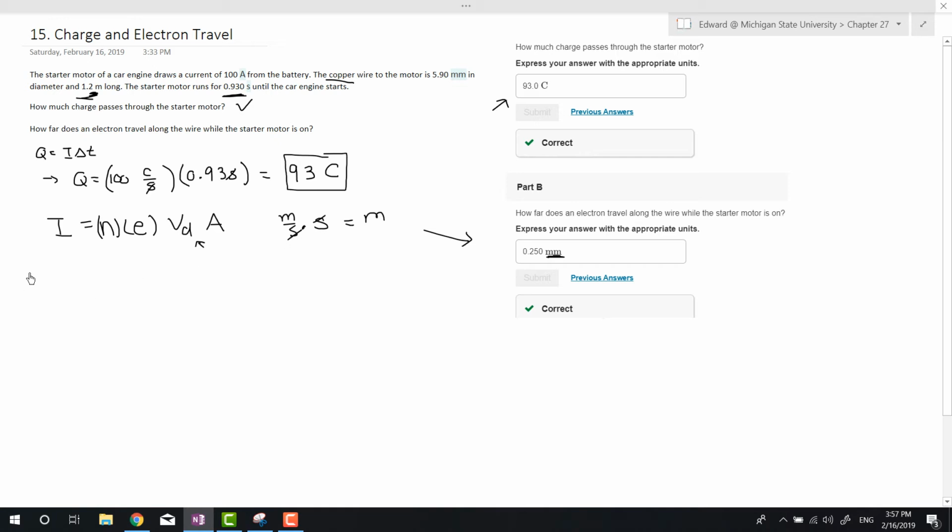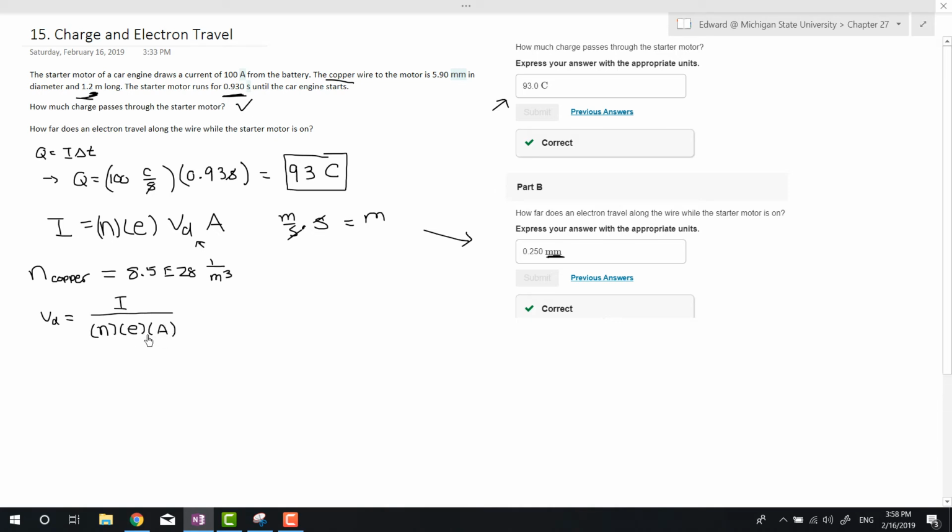So looking at the book, I actually don't know the electron density of copper, so let me go get that for you real quick. Obviously I don't have this table memorized, but I just got it from the book. It's 8.5 times 10 to the 28, 1 over meters cubed. Let's solve for v_d. Moving everything to the other side, it's going to be I over n, e, and A.